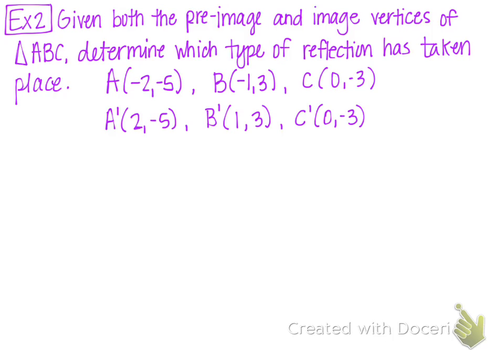Now, y-axis reflection, we change the sign of the x value. Let's look at B. The signs have changed. And for the y's, they're still the same. And look at C. First of all, we can't change the sign of 0, but our y's remain the same. So what we have here is a reflection over the y-axis.